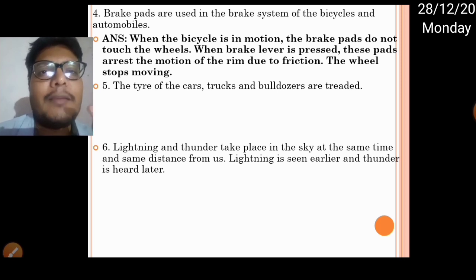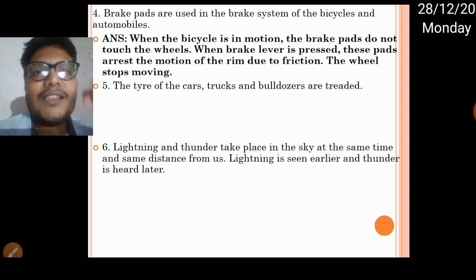Now you have seen the brakes, right? When you press the lever of a brake, the rubber which is there will stick tightly with the rim, right? And then between those two surfaces, the rim and the rubber in the brake, there will be friction, and because of that friction your tire stops moving. We are using this friction here to stop our vehicles.